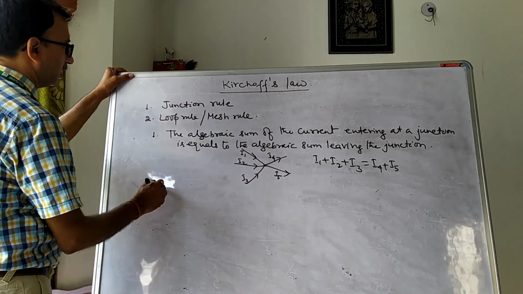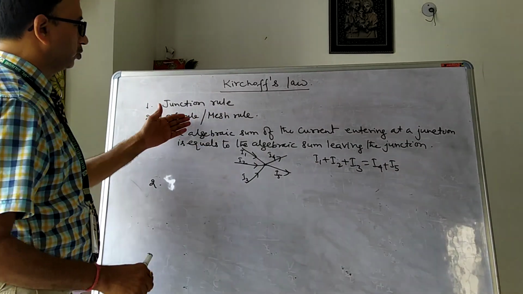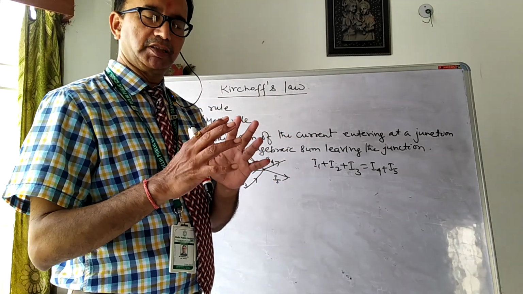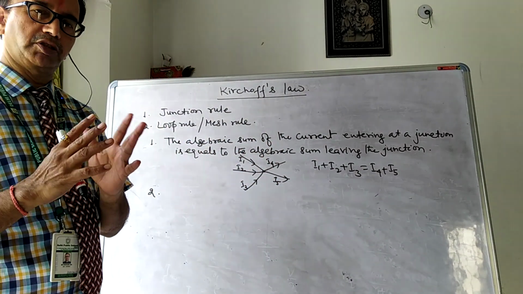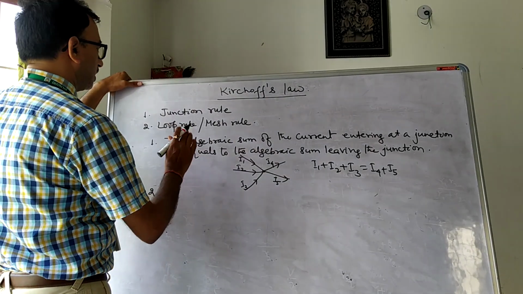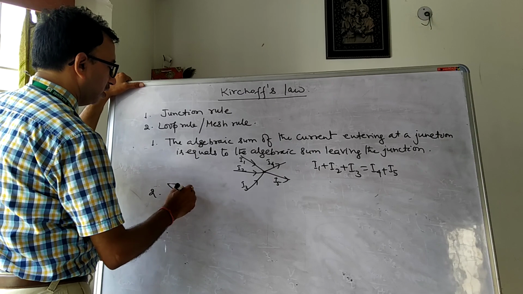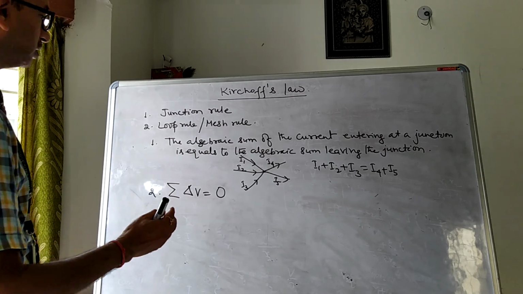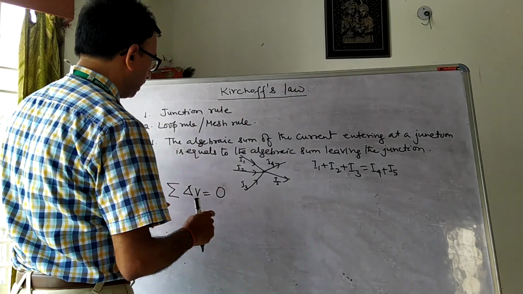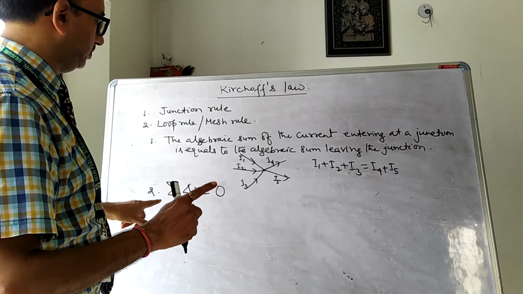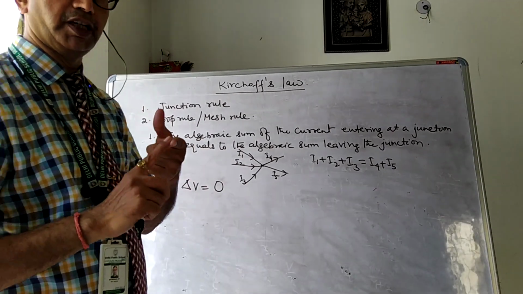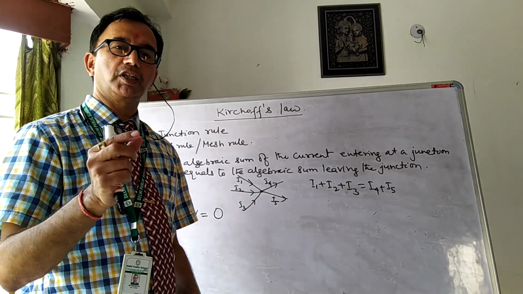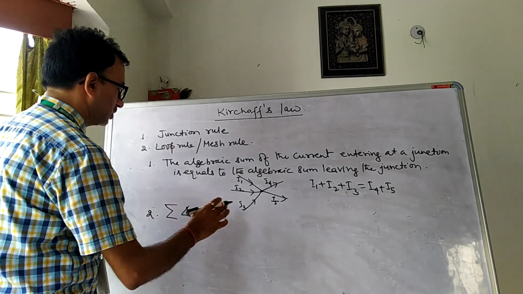Now the second rule is called the loop rule or the mesh rule. The loop rule says that the algebraic sum of the potential differences in a closed loop is zero. So it says that the algebraic sum of the difference in potential in a closed loop is zero. Or in other words, the algebraic sum of the product of current and the resistances in the branches in a closed loop is always equal to the total EMF present in the loop. What is that?